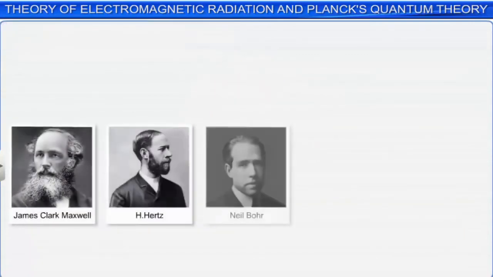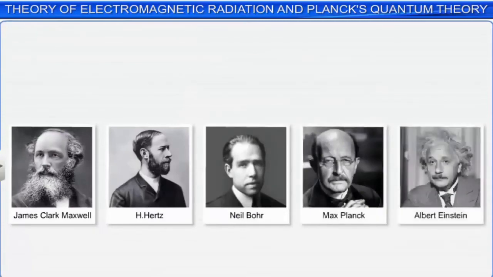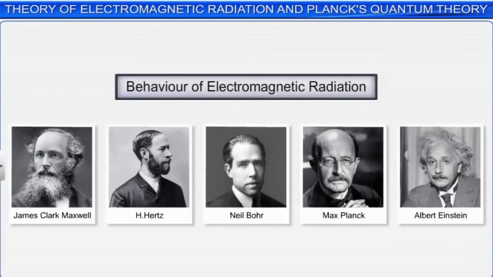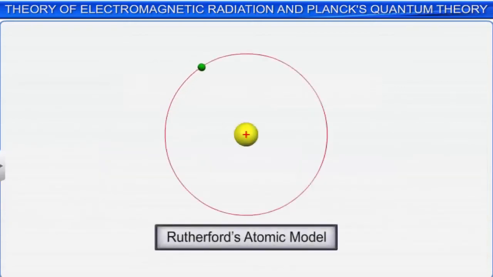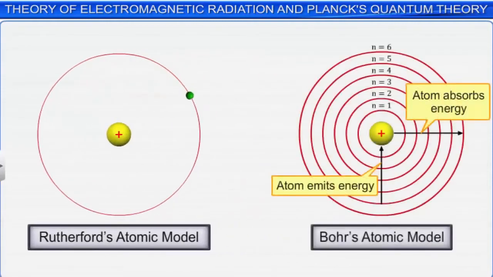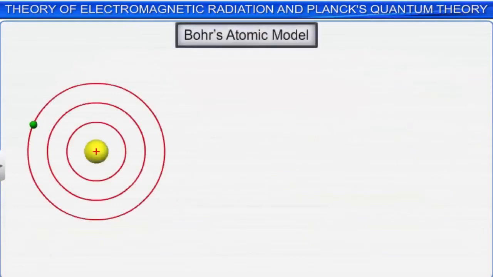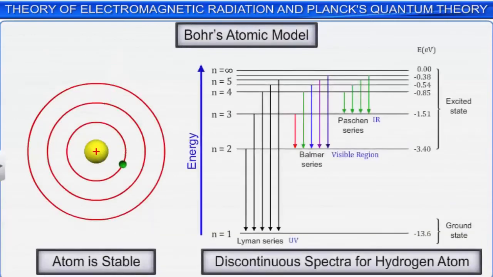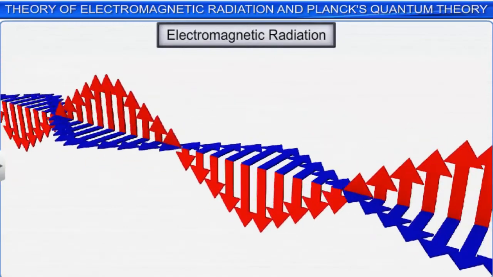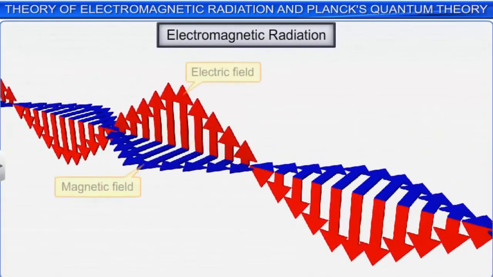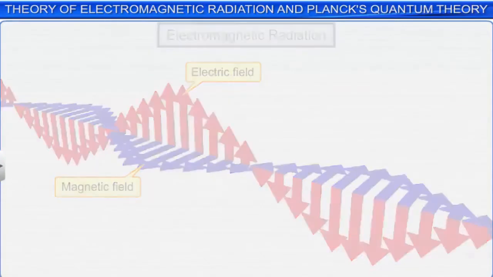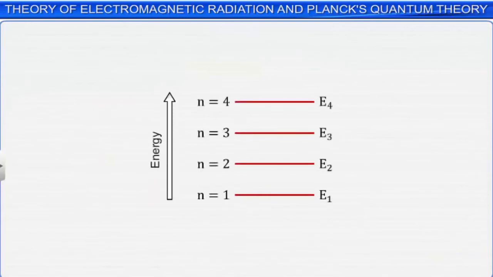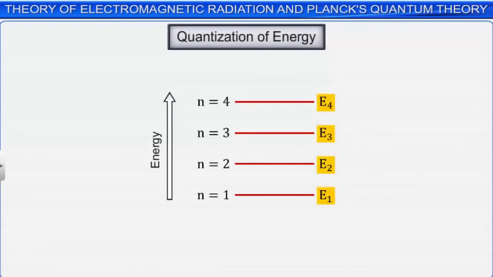These drawbacks inspired several scientists to revisit the historical results about the behavior of electromagnetic radiation and its interaction with matter in order to improve the Rutherford's atomic model. The improvised outcome of the Rutherford's atomic model is the Bohr's atomic model. Bohr's theory could successfully explain the stability of an atom as well as the discontinuous spectra for hydrogen atom. To understand the Bohr's atomic model, it is necessary to first acquaint ourselves with the nature of electromagnetic radiations. The underlying principle behind the Bohr's atomic model is the quantization of energy, which is explained in the latter part of our discussion.